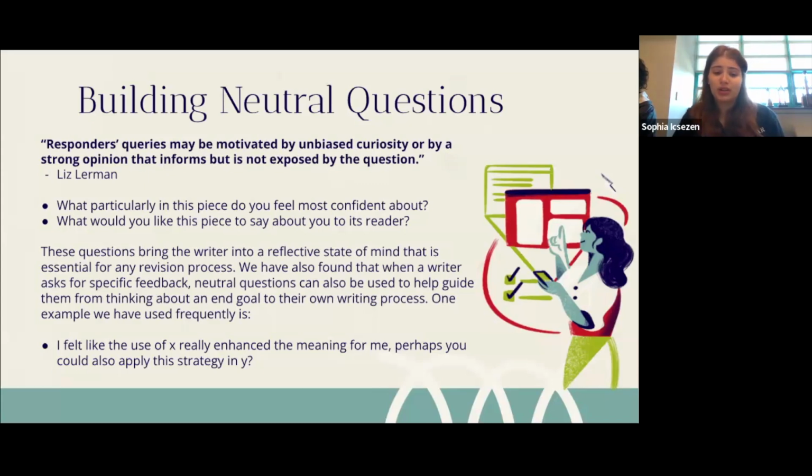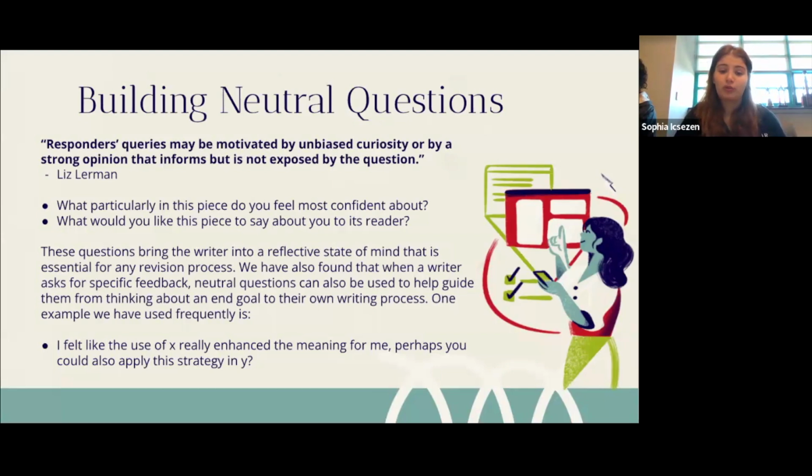These are a few neutral questions that I have constructed. What particularly in this piece do you feel most confident about? What would you like this piece to say about you to its reader? These questions bring the writer into a reflective state of mind that is essential for any revision process. We have also found that when a writer asks for specific feedback, neutral questions can also be used to help guide them from thinking about an end goal to their own writing process.